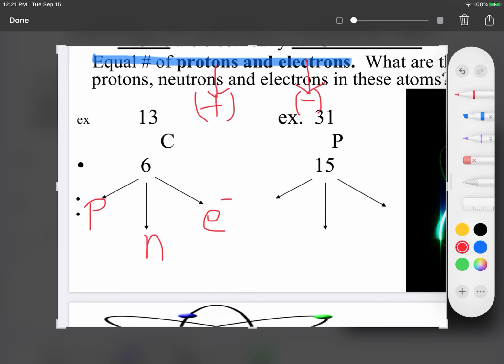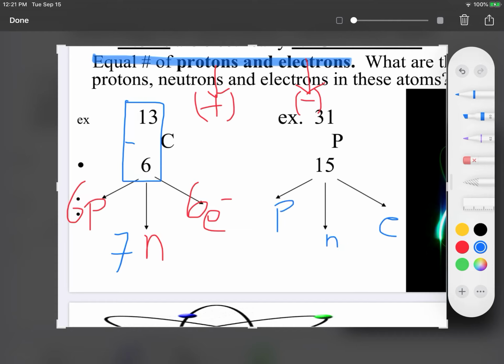Okay, so let's go over what it says here. What are the number of protons, neutrons, and electrons? Well, we learned that the protons are the atomic number. So the atomic number is 6, so 6 protons. The number of protons equals the number of electrons in an atom, so 6 electrons. Now, to get the number of neutrons, all you simply have to do here is subtract 13 minus 6. Well, 13 minus 6 gives me 7 neutrons here. Okay, hit pause and try this next one yourself. Okay, we're back.